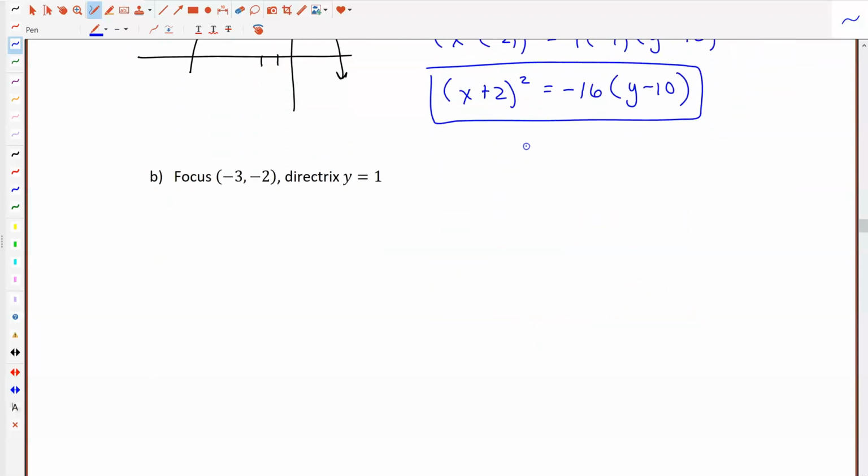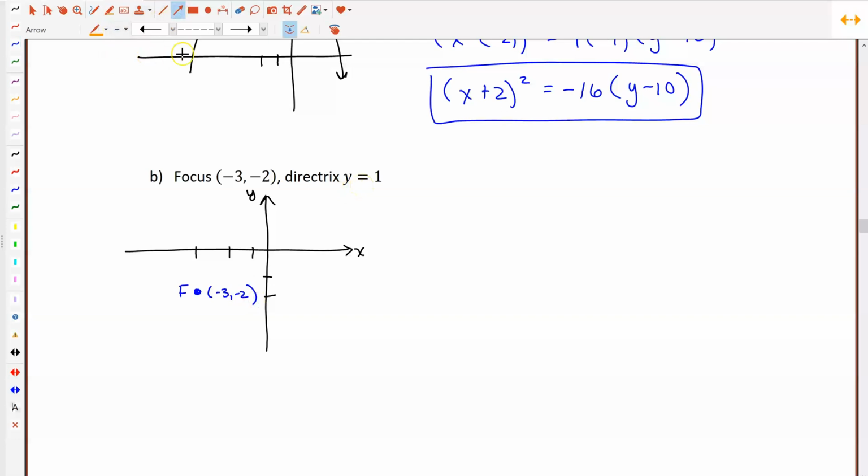All right, so next one, they're going to tell me that the focus is at negative 3 comma negative 2, and the directrix is at y is equal to 1. All right, so again, sketches are helpful. All right, so negative 3, negative 2, here's my focus, and the directrix is at y is equal to 1. Okay, so maybe I'll go ahead and put a tick mark right there. All right, so there's my directrix.